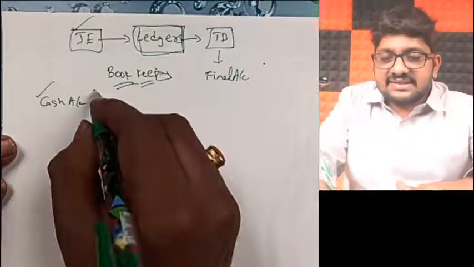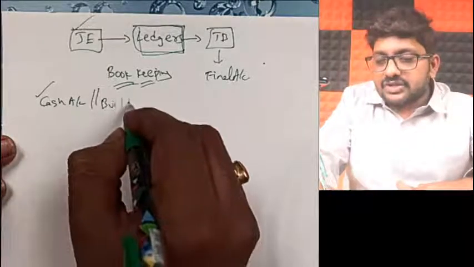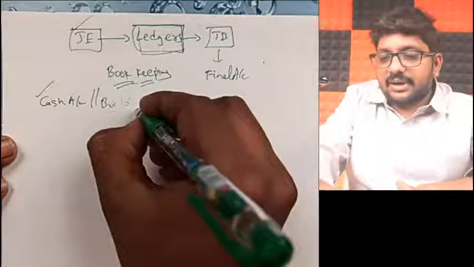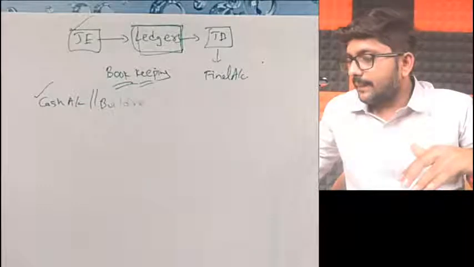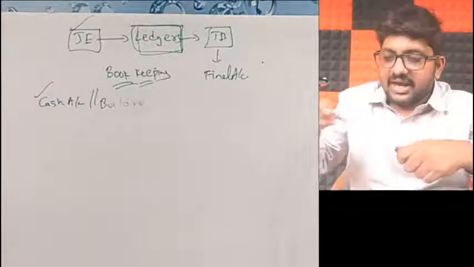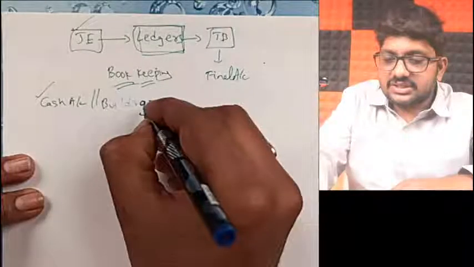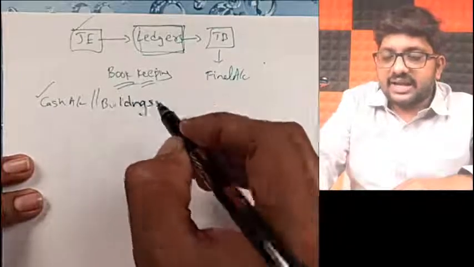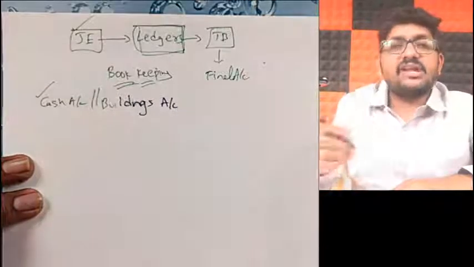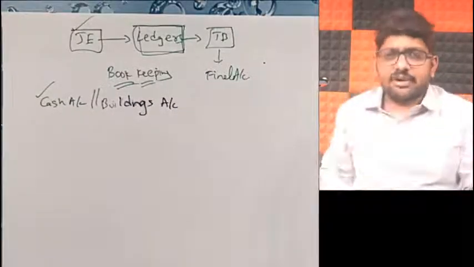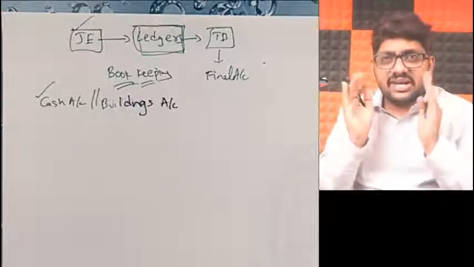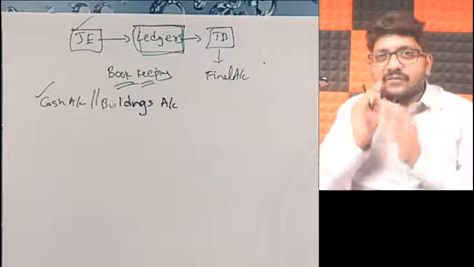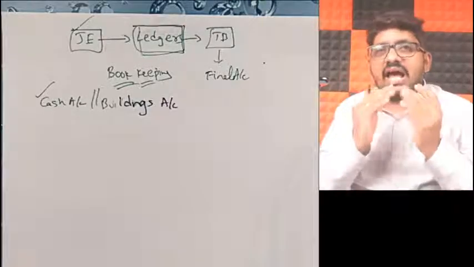For example, I have building account. Just a moment, I'll change the pen for you. Now in buildings account, normally the number of transactions will be very less. So for that purpose, I will make very few pages, probably 1 page or 2 pages for that, and then I will continue.